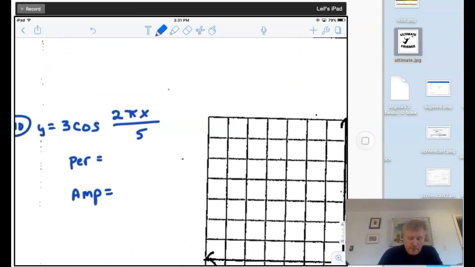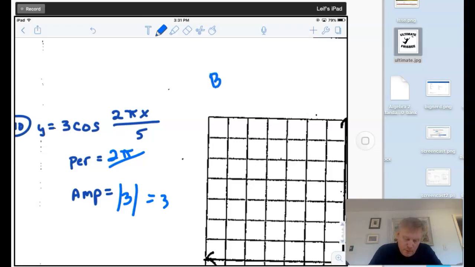Amplitude. Amplitude is absolute value of 3, right? Coming right from here, which is 3. So it goes up and down to 3. Period is 2 pi. And we better take a look at this one here. So B is going to be 2 pi over 5.